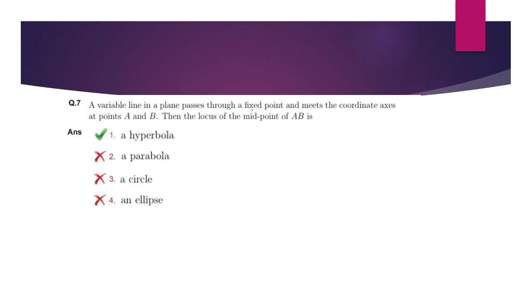A variable line passes through a fixed point and cuts the coordinate axes at a comma b. In such cases, this point is fixed, so the line can be this, or this, or this. This would be the fixed point, and these would be the intercepts. You are asked the equation of the midpoint of the intercepts. I've chosen the fixed point to be alpha, beta, and m to be the slope, which is a variable. The equation becomes y minus beta is equal to m times x minus alpha. So the intercepts would be a: alpha minus beta by m comma 0, and b: 0 comma beta minus alpha m. How did I find that?